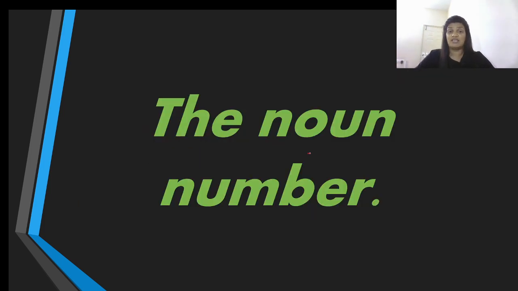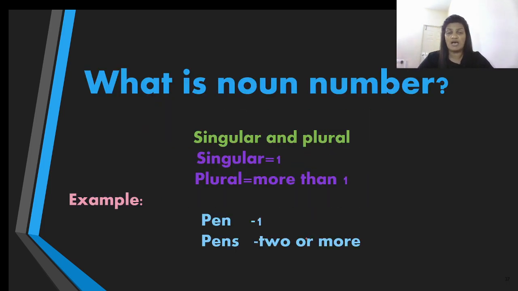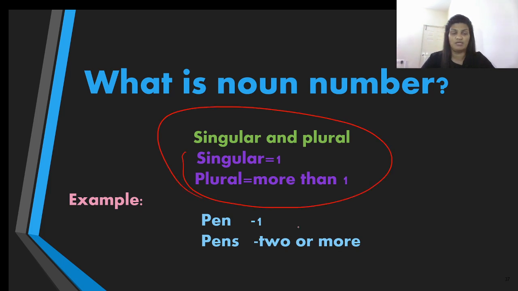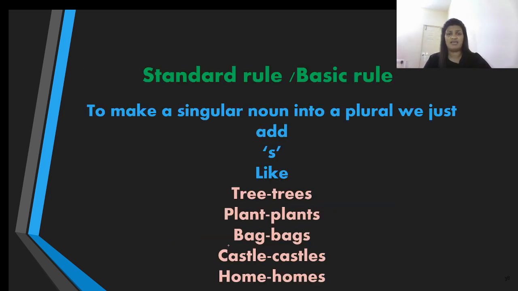The next is the noun number. When I say noun number, I am talking about the singular and the plural nouns. What are singular nouns? The ones which refer to singularity, as number one alone. And when you refer to them as more than one, you call them plural nouns. The standard rule of singular to plural is by adding the letter S, like tree, trees, plant, plants, bag, bags, castle, castles.